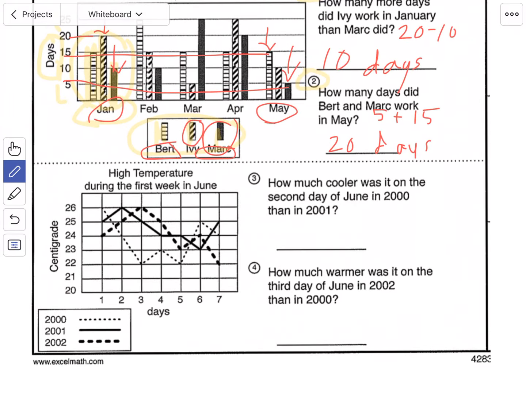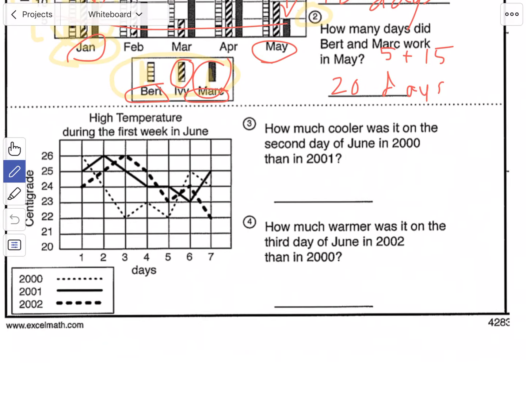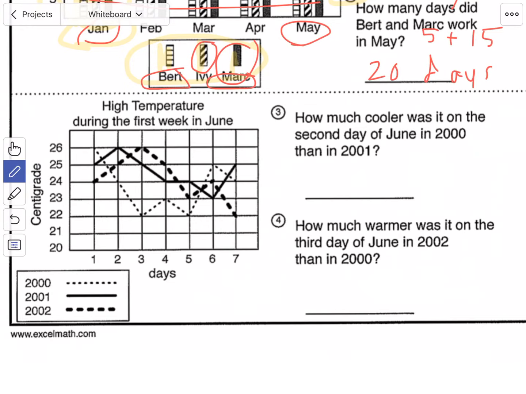Woohoo! Oh my goodness. Okay, now we go to a graph that's a line graph, and you can see that there are 3 different years listed on this graph. Right down here are the years, and each year has a different type of line. So the year 2000 has this very dotted line, and then 2001 is a solid line, and 2002 is kind of a dashed line. These are high temperatures during the first week in June. And here are the days in June. To know that, you have to read the title. This is June the 1st, June the 2nd, 3rd, and so on out to June the 7th.